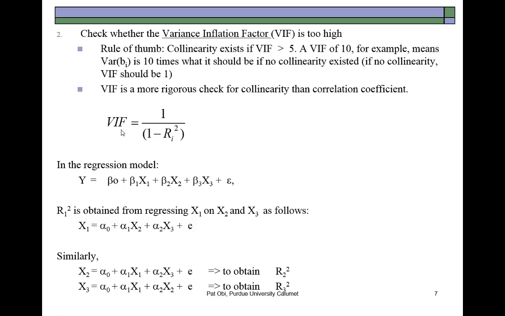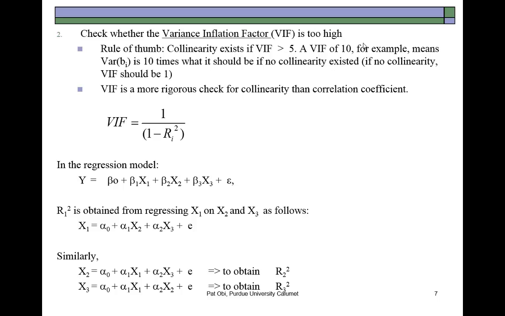What does it tell us? If it's too high, it tells us that we have multicollinearity. And the rule of thumb used by a lot of researchers is a VIF of more than 5. If VIF exceeds 5, then you might conclude that perhaps you do have a collinearity problem in your model.